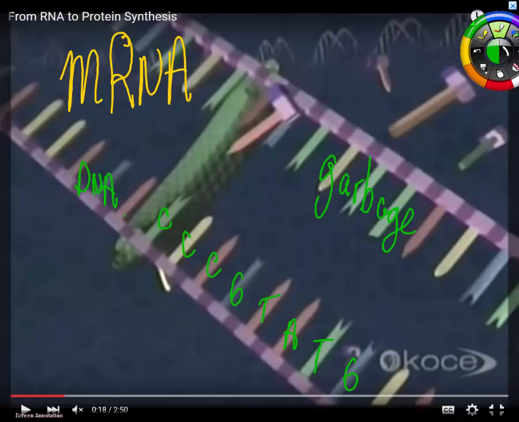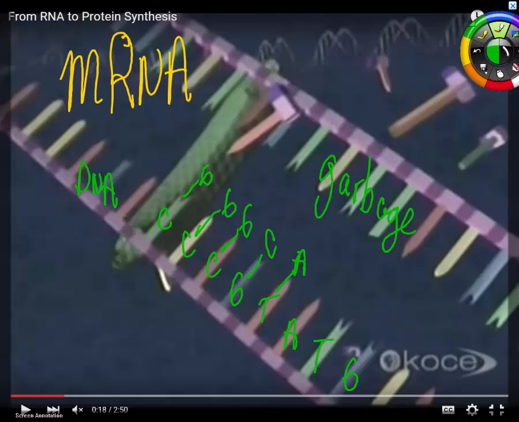So watch. So this is DNA. What's going to be the corresponding matching base pair for messenger RNA? C always matches with G. G always matches with C. T always matches with A. A always matches with T.